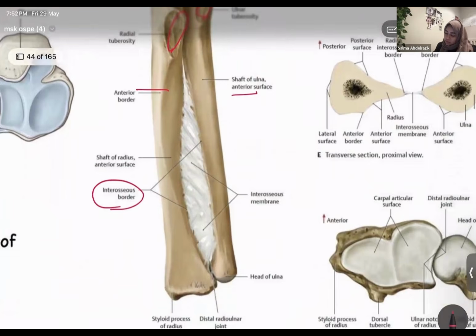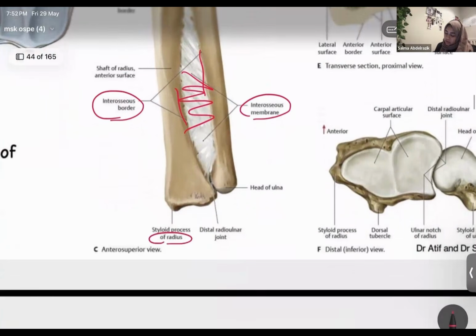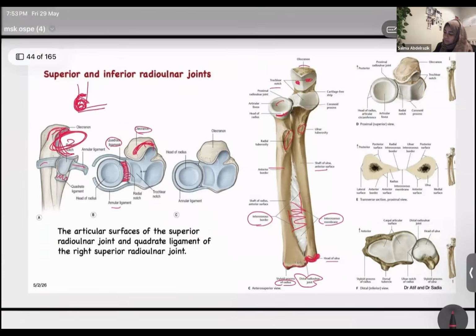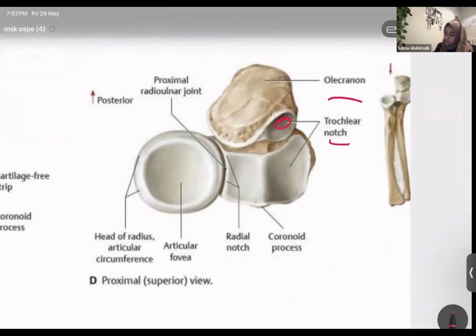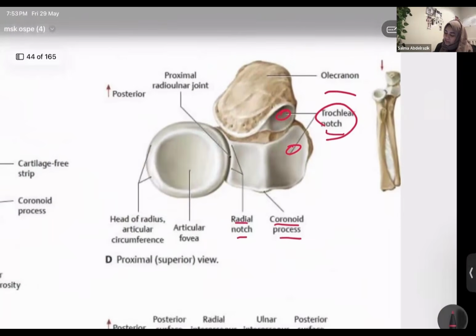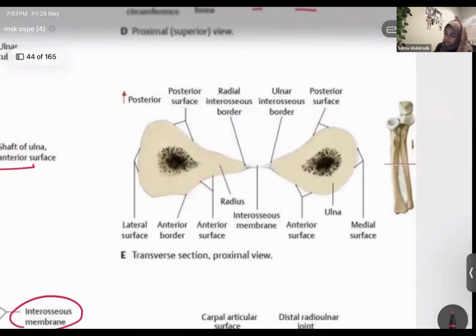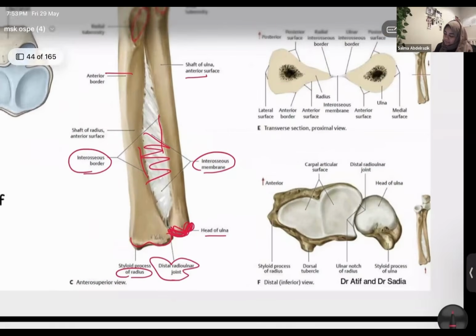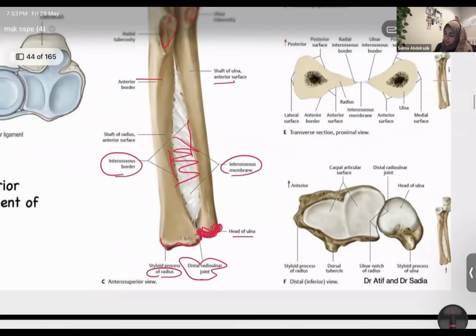We have the interosseous borders over here, and the interosseous membrane connecting between the borders. Styloid process of the radius, head of the ulna is down there. Then you have the distal radioulnar joint. Over here, same thing: trochlear notch, because this affects the trochlea, coronoid process, radial notch. Same things, I hope. Okay.